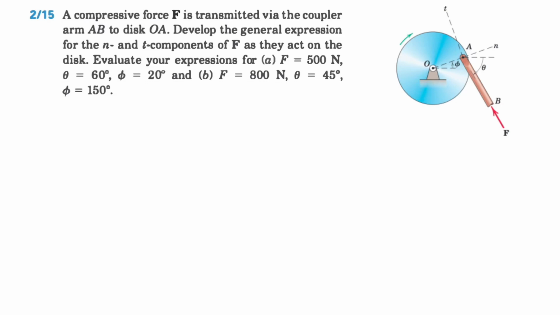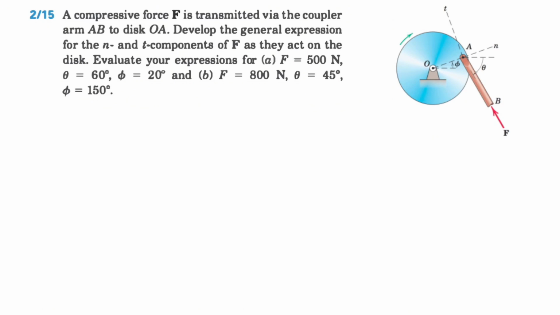We're going to be solving another question from the second chapter of the Meriam textbook, and we have a compressive force F that is transmitted via the coupler arm AB to disk OA. We need to develop the general expression for the N and T components of F as they act on the disk, and we need to evaluate the expression for two different conditions. First, we have our force 500 Newton, theta is 60 degrees, and our phi is 20 degrees. And in the B part, we have different values for F and the angles.